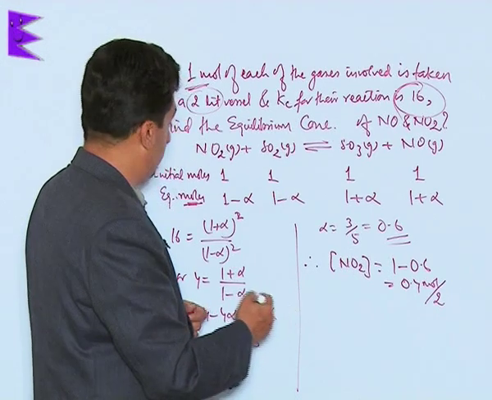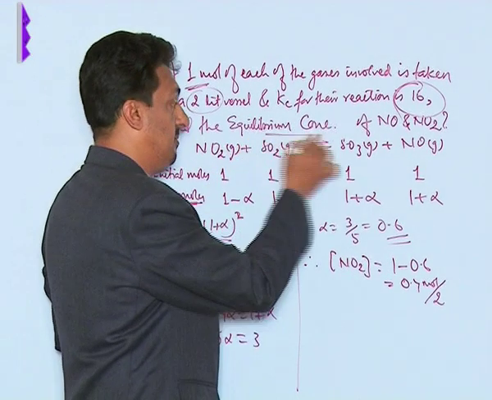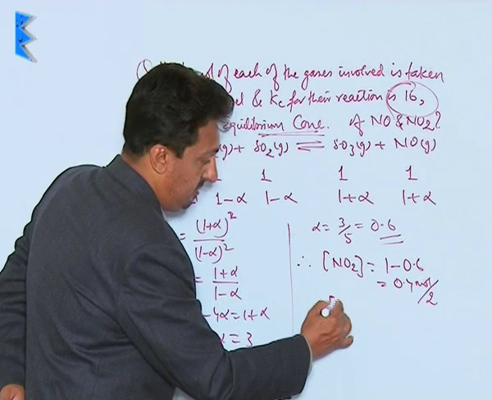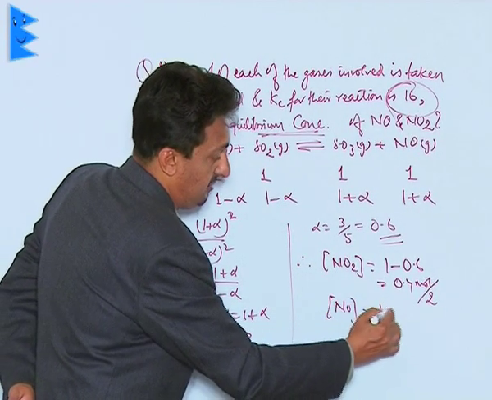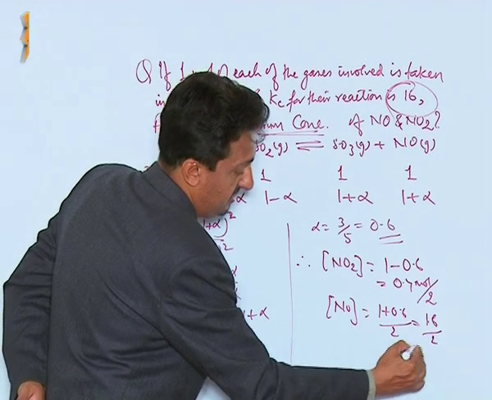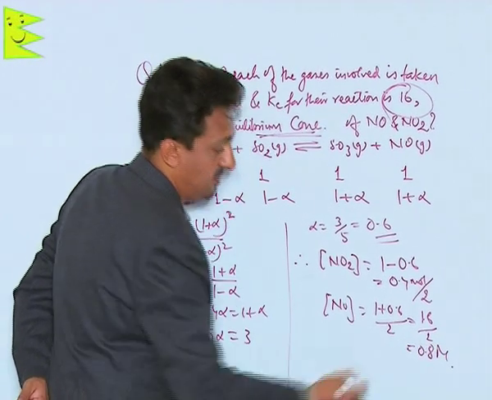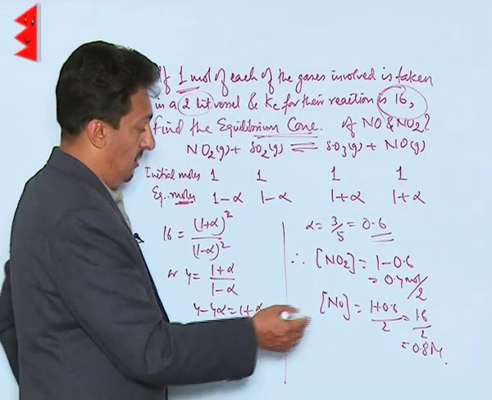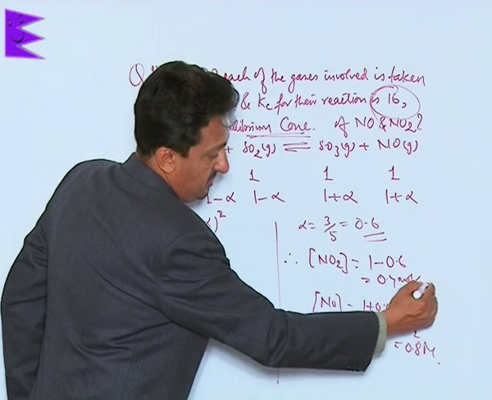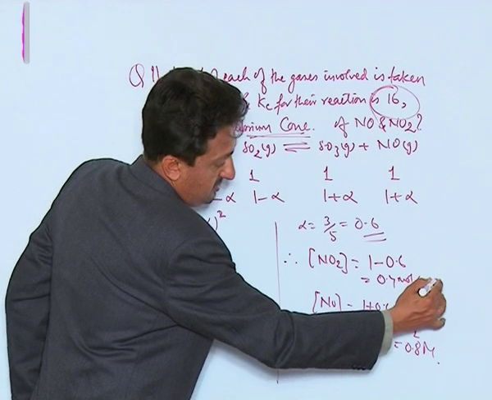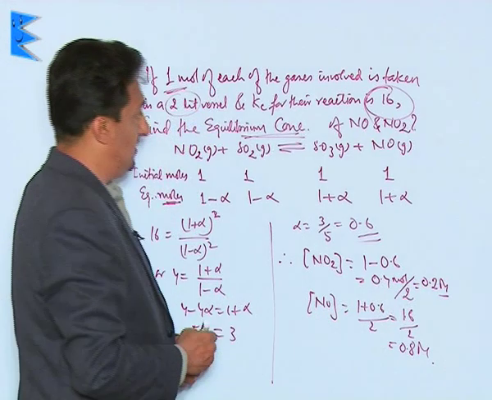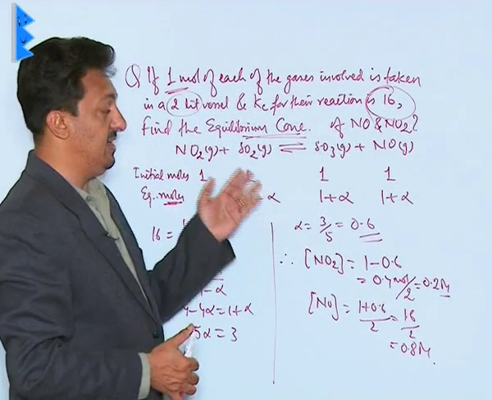Or we can write the moles, because it is saying find equilibrium concentration. So it will be like this. And if we want to find out the equilibrium concentration of NO, it will be 1 plus 0.6 by 2. So it will be 1.6 by 2. So it will be 0.8 molar. And NO2 will be 0.4 by 2, that will be 0.2 molar.